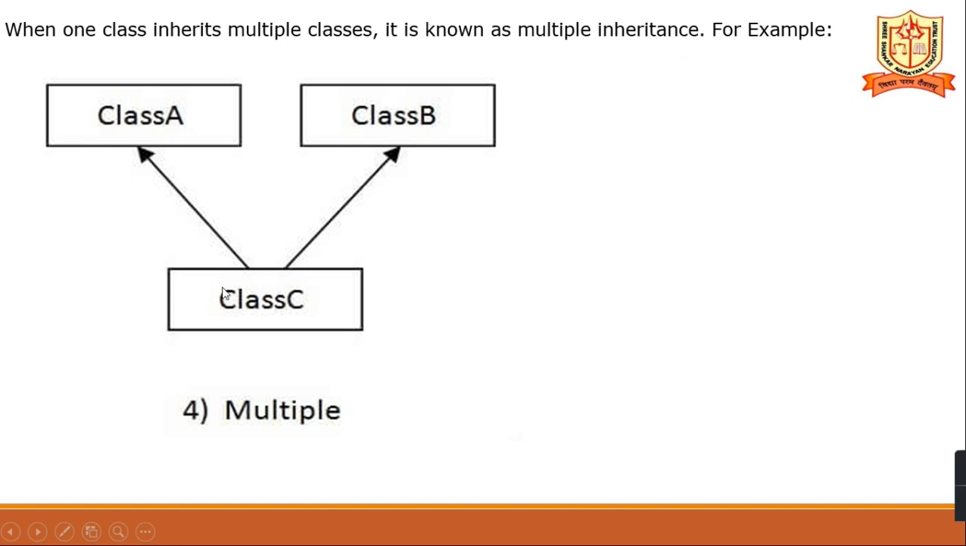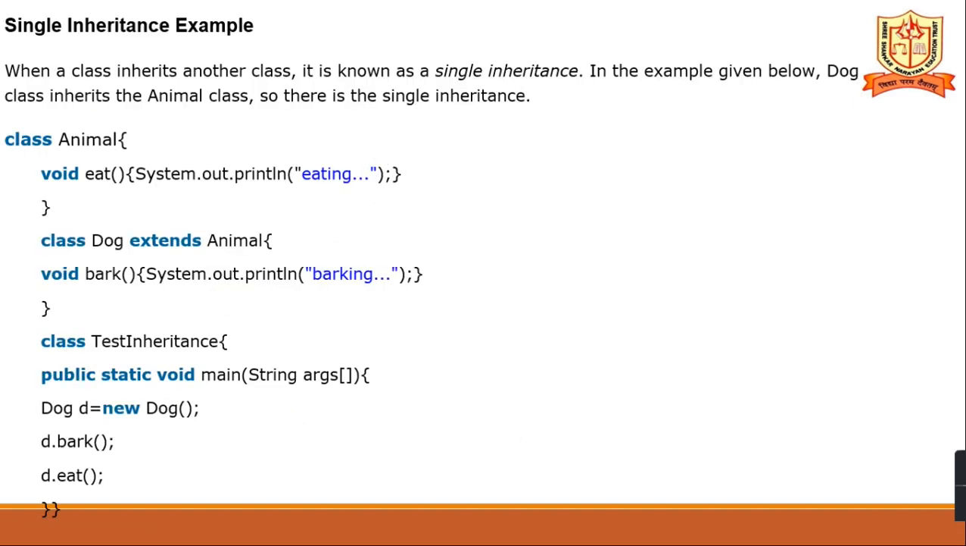When one class inherits multiple classes, it is known as multiple inheritance. So here, class C is a child class that has more than one superclass. It is called multiple inheritance. Java does not support multiple inheritance. For that, we use interfaces. Is it clear? Next, a single inheritance example. When a class inherits another class, it is known as single inheritance. In the example given below, the Dog class inherits the Animal class. So there is a single inheritance.